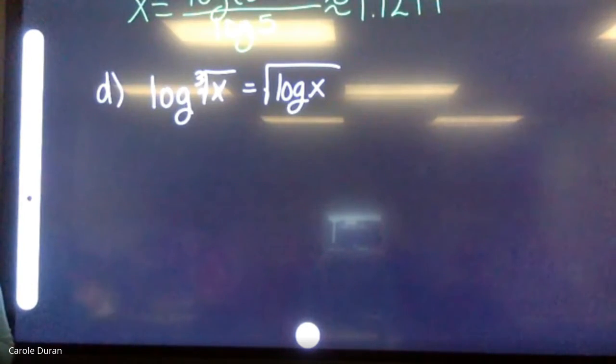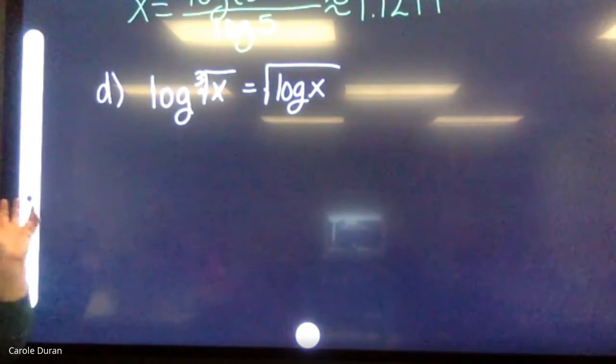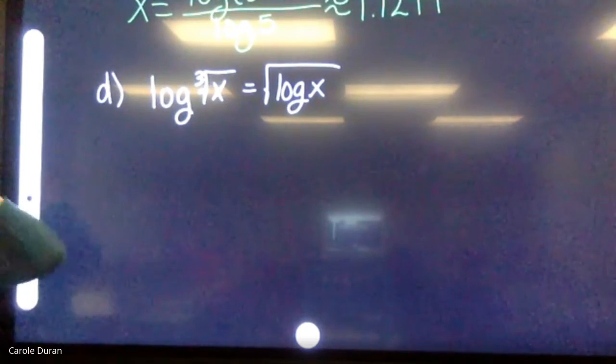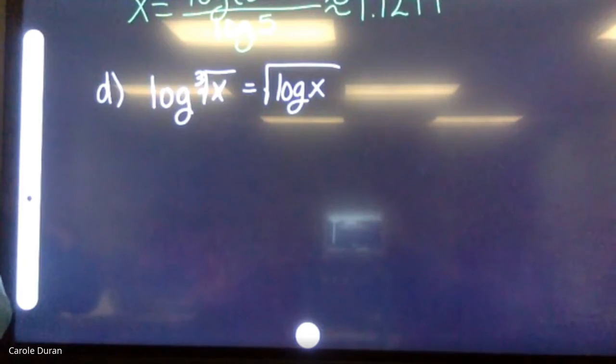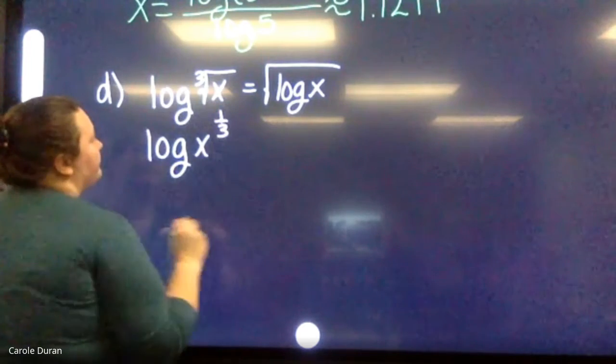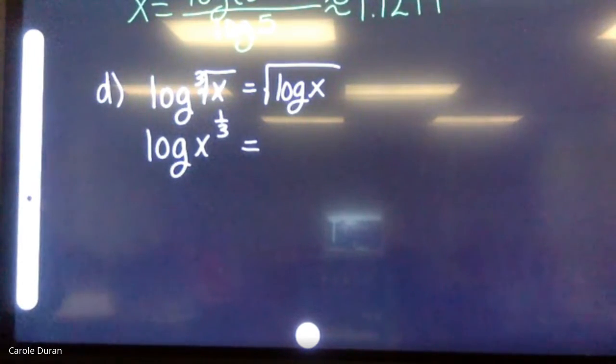The first thing I want to do is rewrite my radicals as exponents when I can. On the left-hand side I can, because I'm just taking the cube root of x. What is the exponent that's equivalent to cube root? 1/3. So this is the same as log of x to the 1/3 power. Can I do that same thing on the right-hand side? Technically no, because I'm taking the square root of the entire log, not just the variable. So I'm going to leave it as the square root of log.